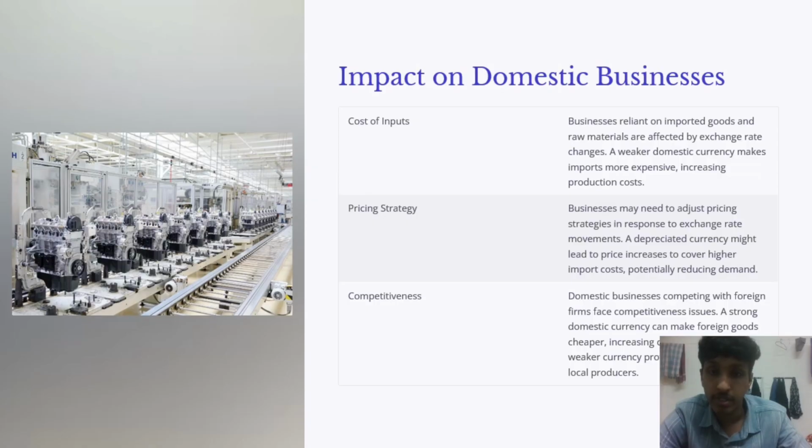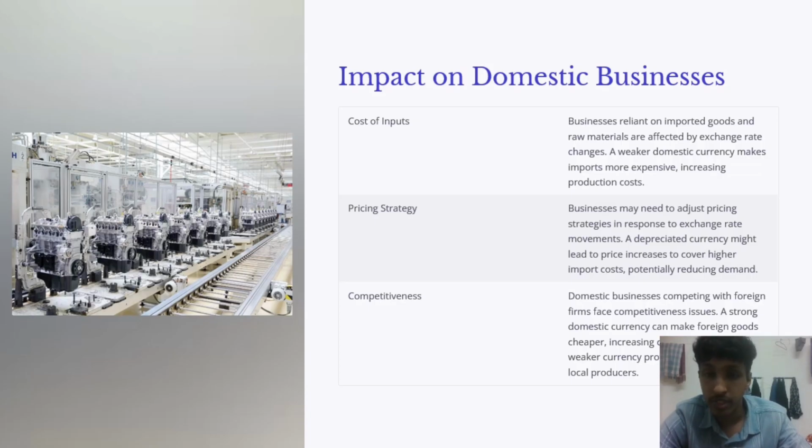Pricing strategy. Businesses may need to adjust pricing strategies in response to exchange rate movement, and a depreciated currency might lead to price increases to cover high import cost, potentially reducing demand. So businesses might need to raise prices if the cost of making products goes up. But if they raise prices too much, people might buy less.